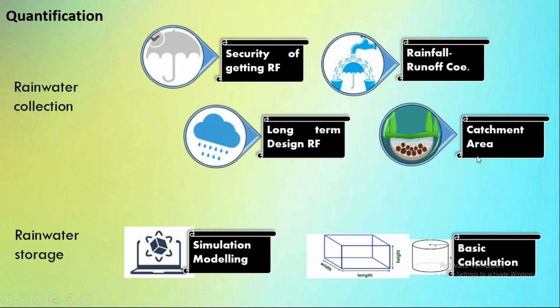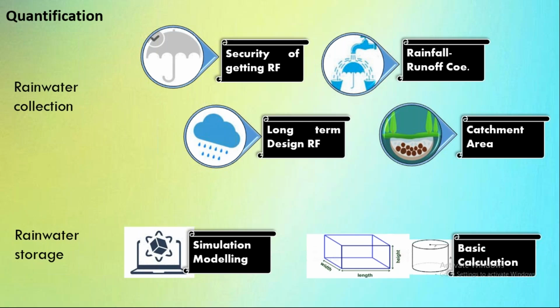Anyhow, for quantification of different terms related to collection and storage, we have to focus on basic terms like security, that is, reliability of the rainfall: how many times we get a good quantity of rainfall, so that the storage capacity we design will be fulfilled by the runoff of water. As literature says, reliability must be greater than 0.8, or the probability of good rainfall occurring should be 0.8 or 80%. 80% of the time the rainfall should be a good amount.